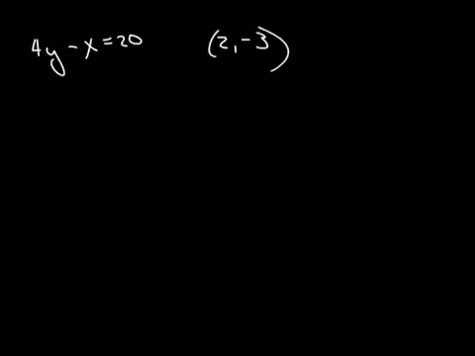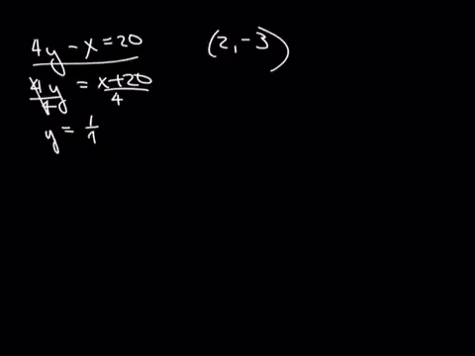The line that we're going to draw, the first line that's parallel, and then second, the one that's perpendicular. They both go through the point (2, -3). So before we do anything else, we have to write this in slope-intercept form. So 4y equals x plus 20. Divide by 4, y equals 1/4 x plus 5.